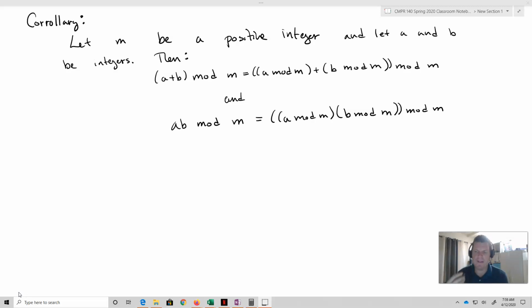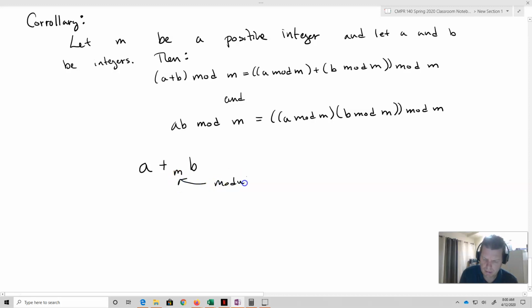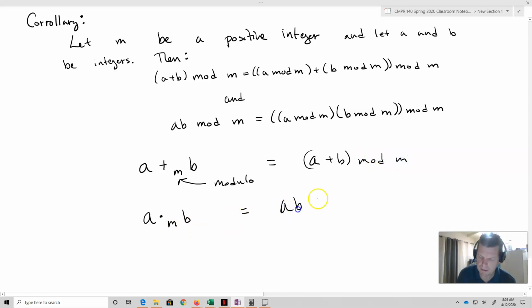Okay, and we're going to have a special notation that we use, and it'll look something like this. For addition, it's going to be a +_m b, where m is your modulo. And then multiplication is going to look like a ×_m b. So a +_m b is going to be (a + b) mod m, and a ×_m b is going to be ab mod m.